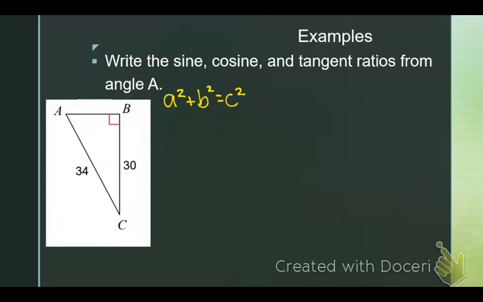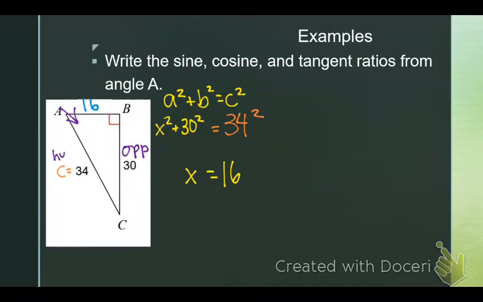Which one of these side lengths is C? 34, because it's across from the right angle. So 34. So that means we're going to have X and 30. What do we end up getting for X after we square, after we move stuff? X equals 16. Okay, so now we can label all of these sides. What angle are we coming from? A. So what side is opposite of A? 30. What side is hypotenuse? 34, which means the adjacent is 16.